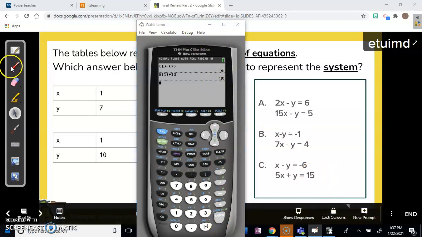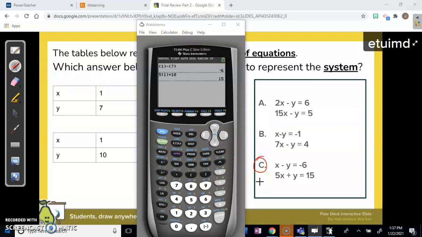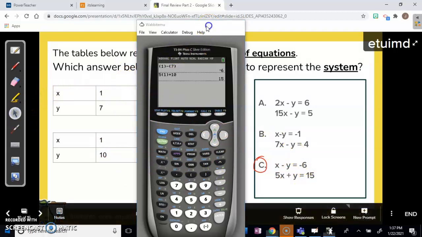That is the shortcut. Use the answer choices to your advantage. That's how you're going to answer these questions quick. Just plug in the numbers. The top table goes with the first one. The bottom table goes with the bottom. Plug in those numbers. If you get this as the outcome, that's your answer. Let's go ahead and continue.